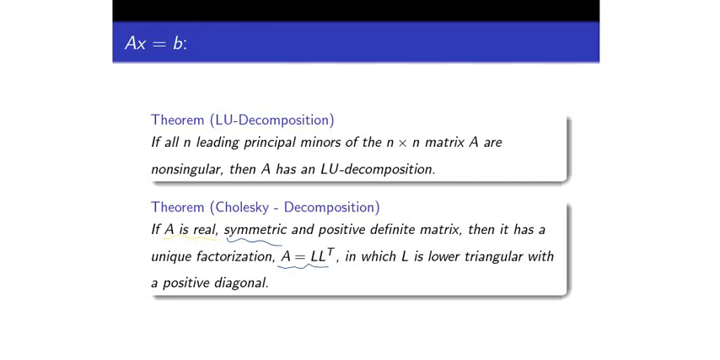So, last time we were discussing the sufficient conditions for having an LU decomposition for a given matrix A. The first result has been understood: a matrix A can be written as the product of a lower triangular matrix and an upper triangular matrix if all n leading principal minors of the n cross n matrix are non-singular.